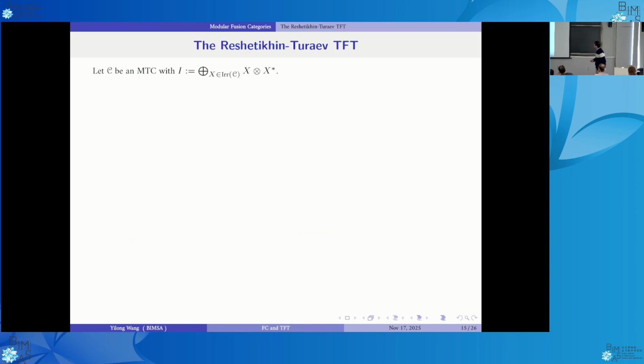So given a modular fusion category, I can briefly tell you what the Reshetikhin-Turaev TFT is about. I should have F here, because the reason that I don't use MTC now is that people are now studying non-semi-simple ones that have similar properties. They now call that a modular tensor category. So I have to call the semi-simple ones modular fusion, but it's not a big deal here.